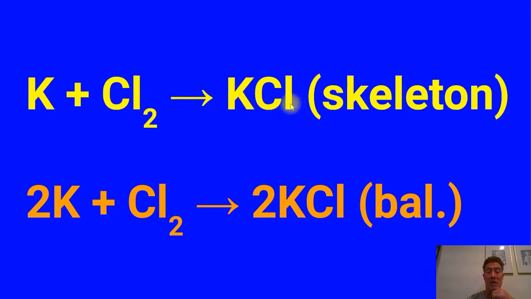That's our skeleton equation, but it's not balanced. We do know that this is balanced in this formula unit because we know that this +1 of the potassium is balanced out by the -1 of the chloride. But look, we have 2 chlorines here, only 1 here, so we got to balance it up. We got to put a coefficient of 2 in front of the KCl. That means we got to have a 2 in front of the K. Now, 2 Ks on this side, 2 Ks on this side, 2 Cls on this side, 2 Cls on this side. It's balanced.